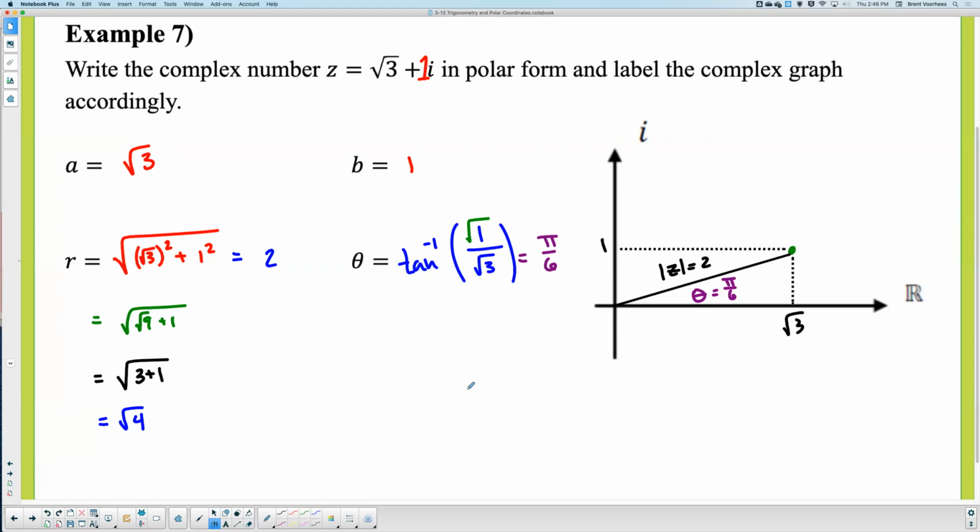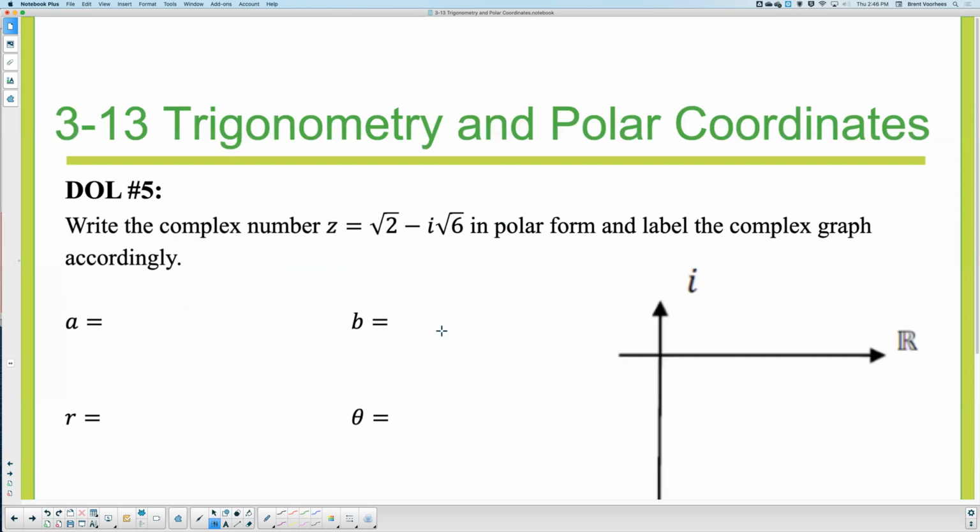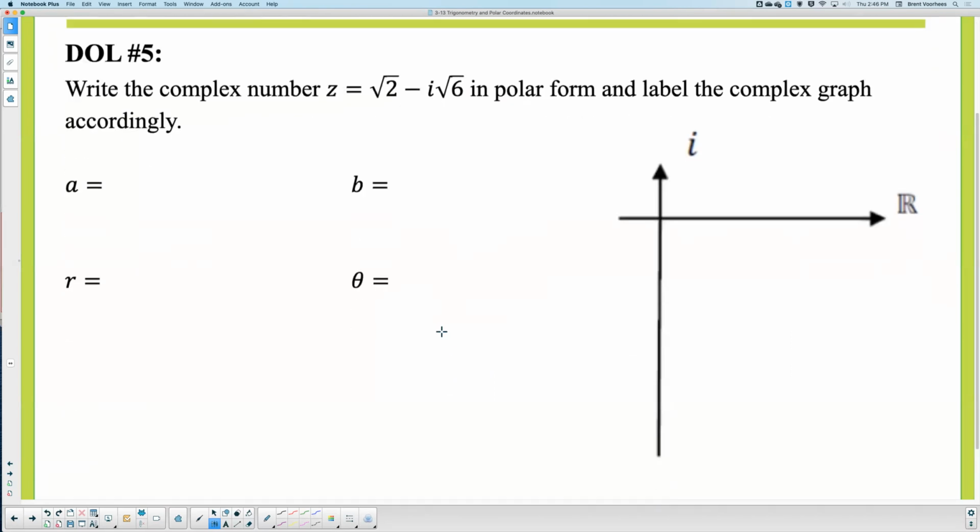So hopefully now that you've seen this, this is example 7. You've seen this about 7 times. Hopefully now some of this is starting to click. The process works the same, whether it's real and imaginary, whether it's x's and y's, rectangular, whether it's polar. Hopefully some of this is starting to click in. All right. Which brings you to DOL number 5.